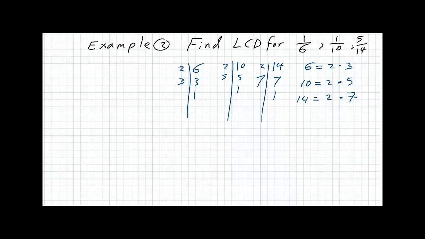Now we can see that 2 is common between the three numbers, and we have no other common factors. So our LCD is going to be 2 times the remaining numbers, 3, 5, 7. And the LCD is equal to 210. So we use the LCD to make the denominators the same. This gives us the ability to add or subtract fractions with different denominators.